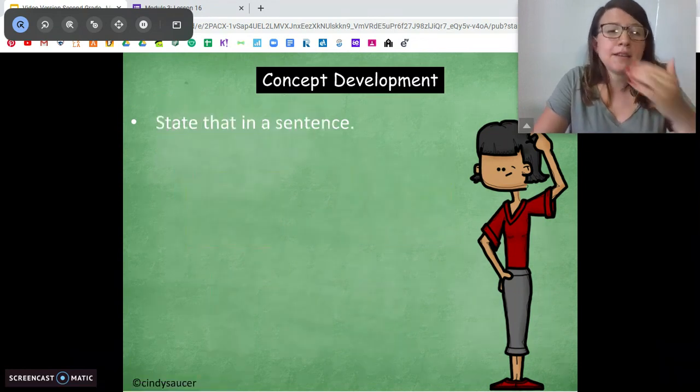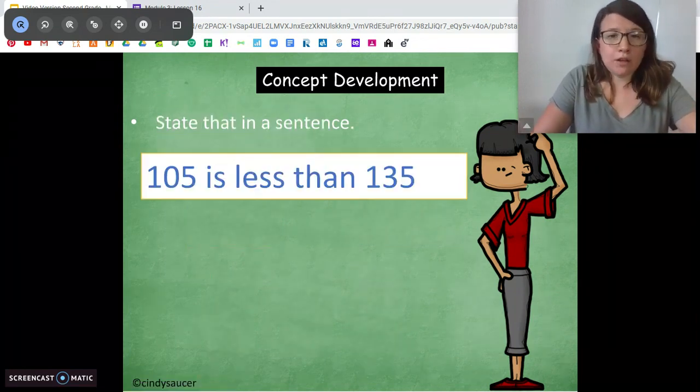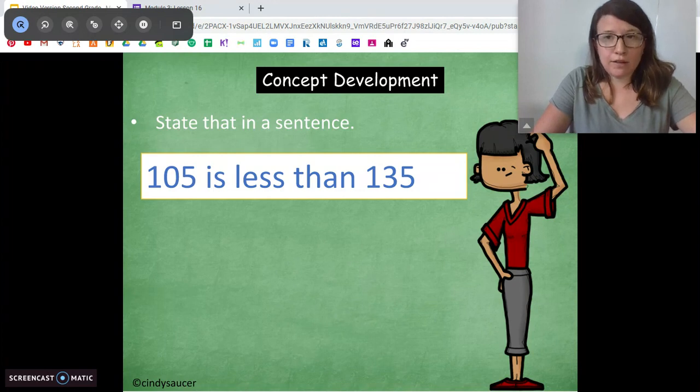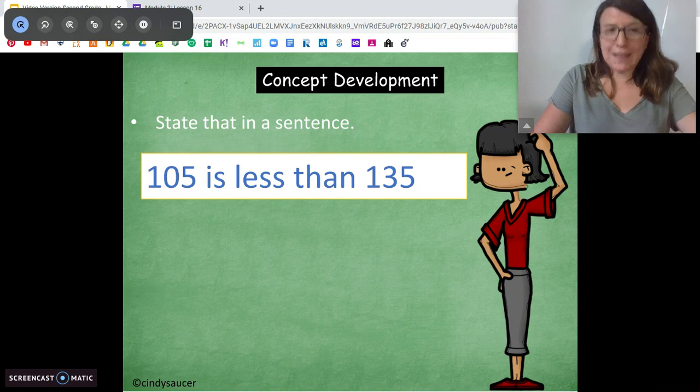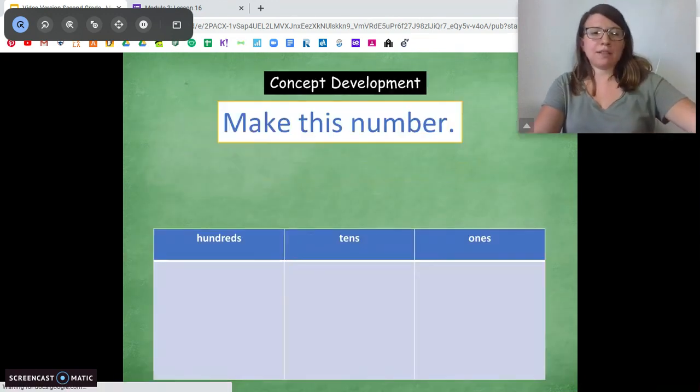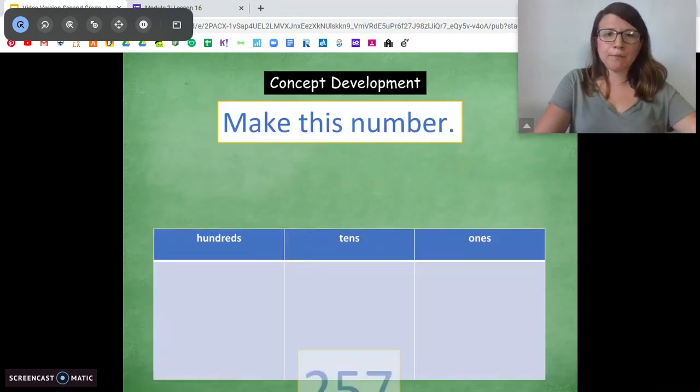So let's put that in a sentence. We're going to say 105 is less than 135. Go ahead and say that with me. 105 is less than 135. Awesome. Let's do one more.